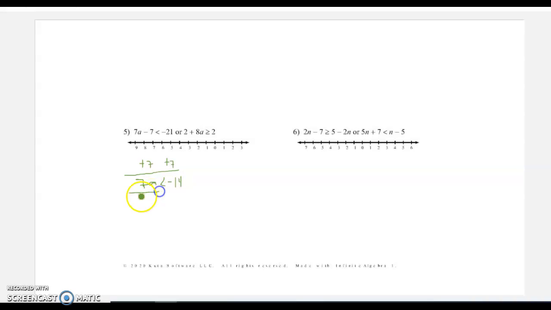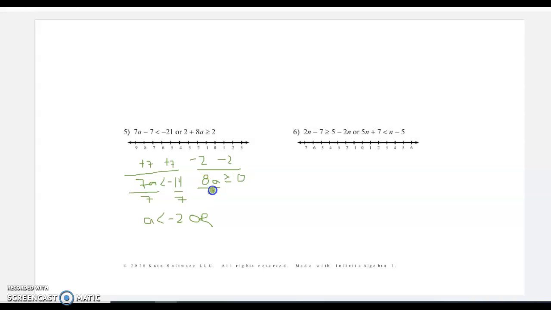To get rid of a multiply by 7, we divide by 7. So I divided by 7, so no flipping. a is less than negative 2. Or, now I got to solve the other one. So let's see, to get rid of a positive 2, I'm going to subtract 2 on both sides. So then I'm looking at 8a is greater than or equal to 2 minus 2, which is 0.